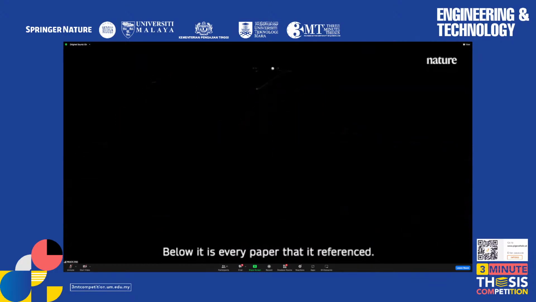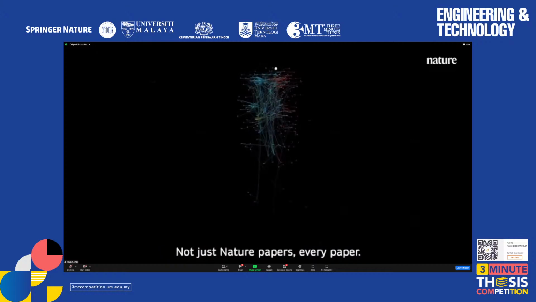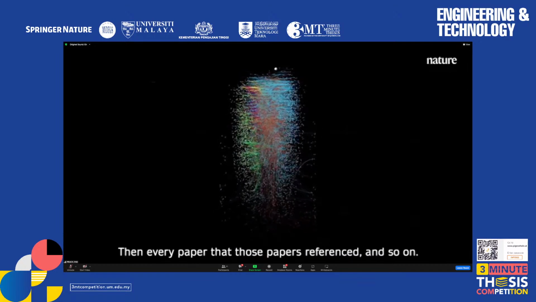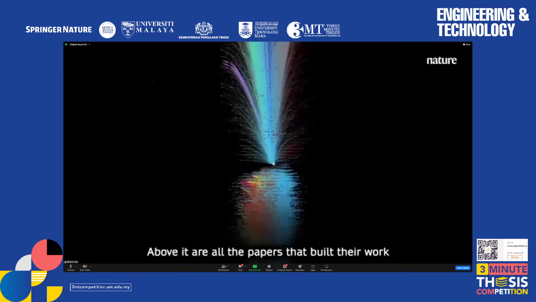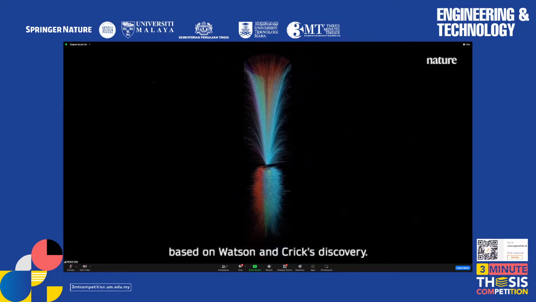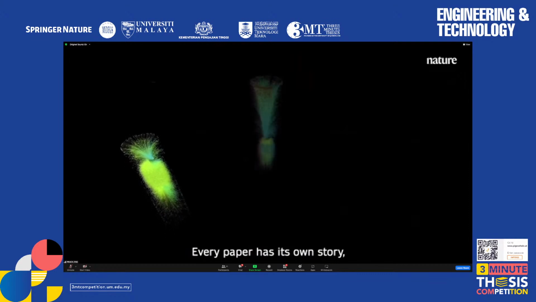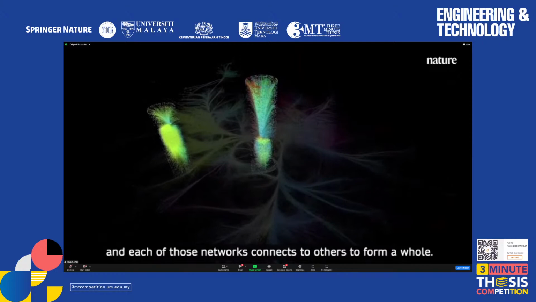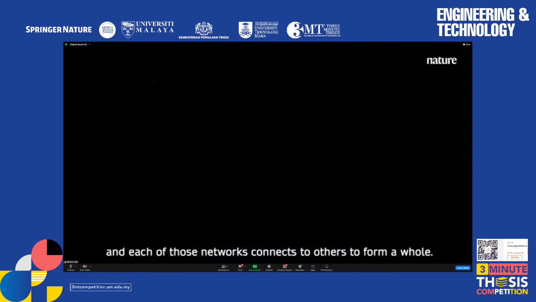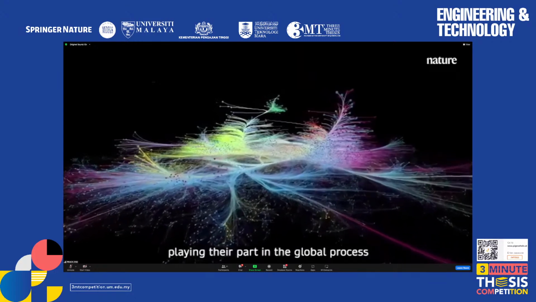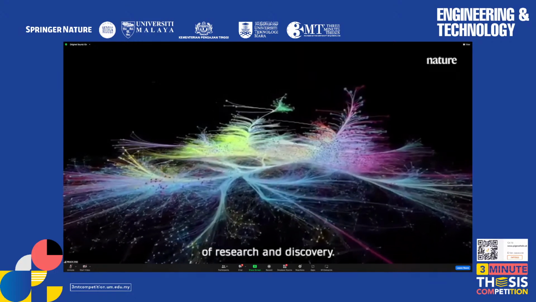Here it is. Below it is every paper that it referenced. Not just Nature papers, every paper. Then every paper that those papers referenced, and so on. Above it are all the papers that built their work based on Watson and Crick's discovery. Every paper has its own story, its own unique network, and each of those networks connects to others to form a whole. Every paper in every field, playing their part in the global process of research and discovery.